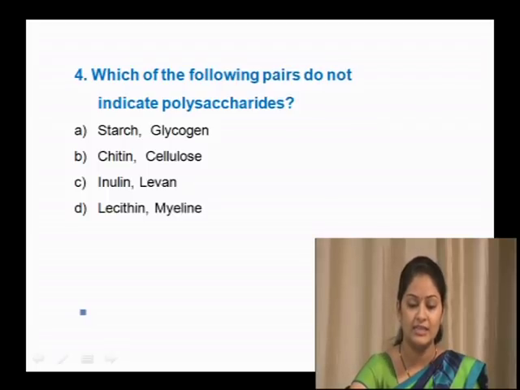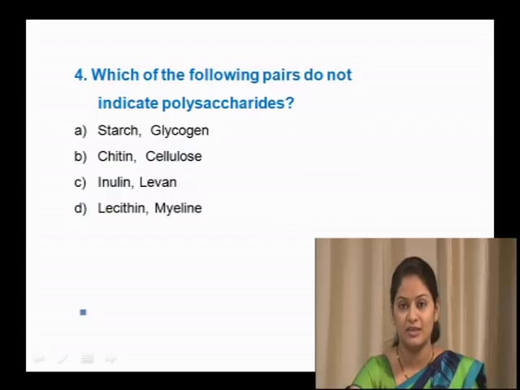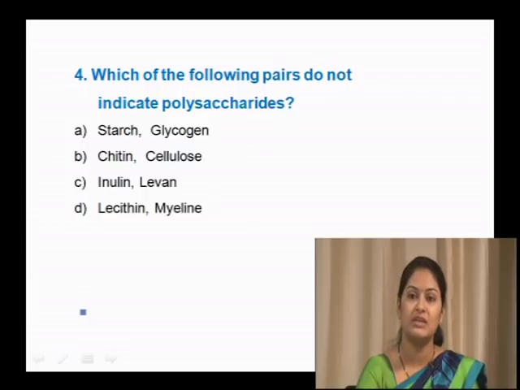Last option, lecithin and myelin, these are not polysaccharides at all. They are actually lipids, different kinds of lipids referred to as lecithin and myelin. Just remember, lecithin is found in soybean and egg, which are important in understanding the working of the memory associated with the brain cells. So whenever a person has disorders of memory like dementia or Alzheimer's disease, they are administered lecithin. So lecithin helps in building the memory.